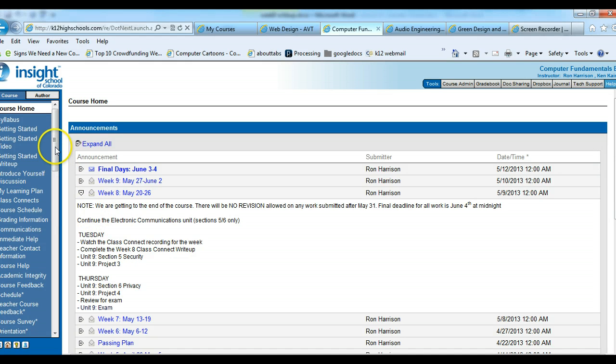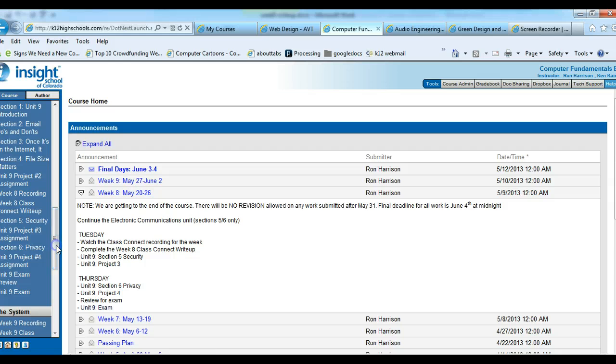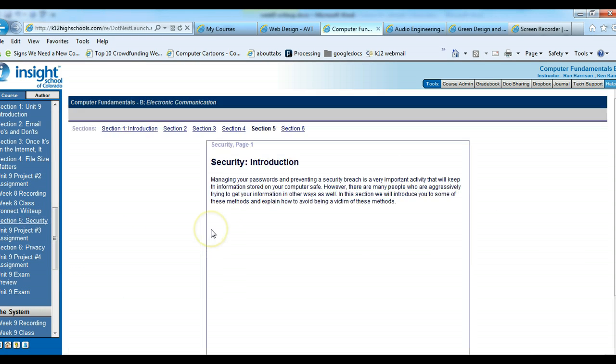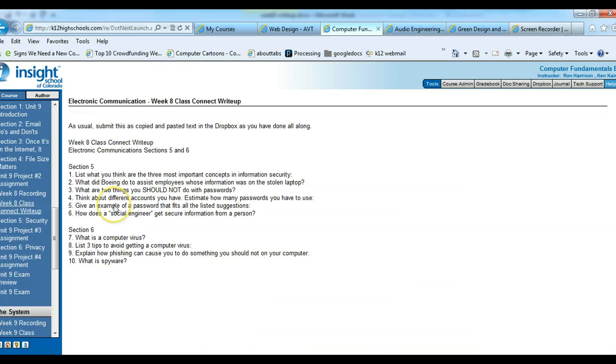So let's go ahead and jump into this. We'll go down to the electronic communications unit and get into sections 5 and 6. So here we are, section 5, electronic communications unit. Before we jump into this, we obviously want to go to the Class Connect write-up.